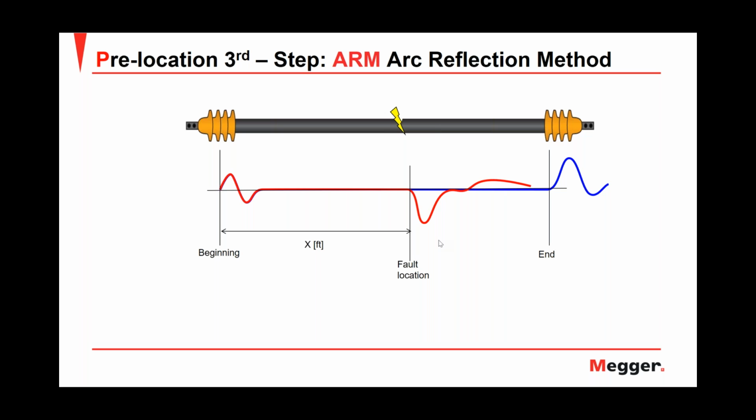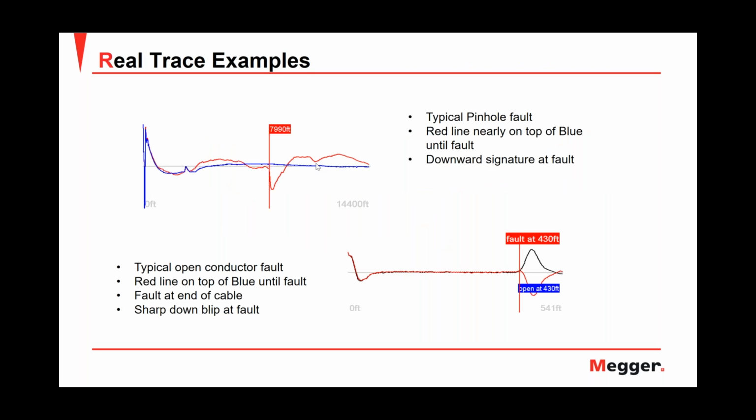But before that, I would like to show you some examples of real traces of our reflection method. In the picture on the left, you can see the typical pinhole fault. You can see that the red line is on top of the blue one, but when we have the fault, we have the classic downward signature of the fault. In the other picture on the right is the typical open conductor fault, and we will also have the downward blip at the end of the cable, for instance when we have a cut cable.